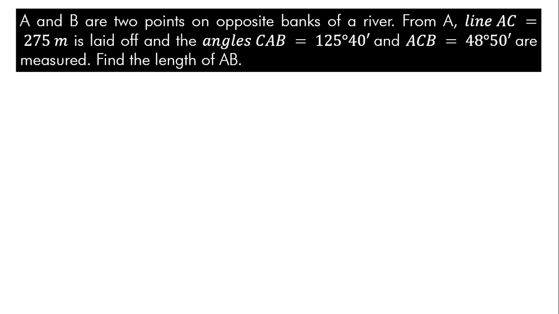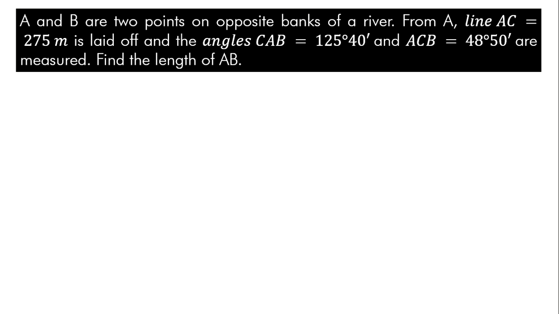Another problem. A and B are two points on opposite banks of a river. From A, line AC equal to 275 meters is laid off, and angle CAB is equal to 125 degrees 40 minutes, and angle ACB is equal to 48 degrees 50 minutes are measured. Find the length of AB.